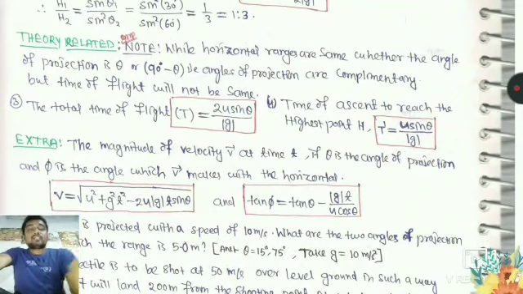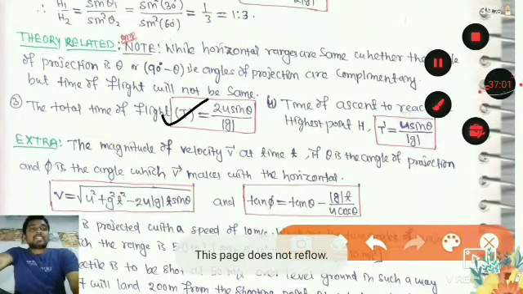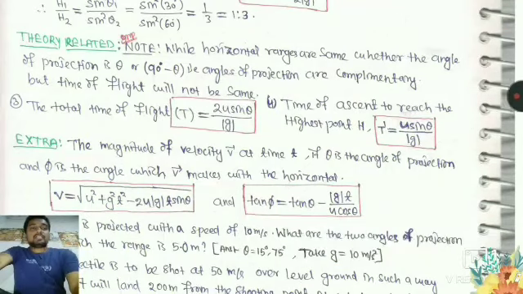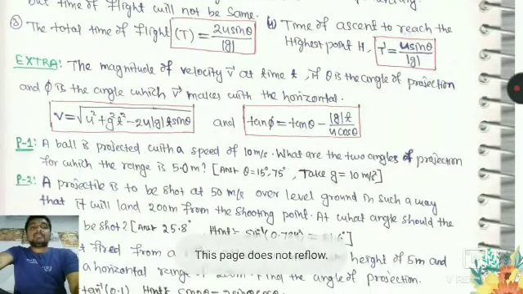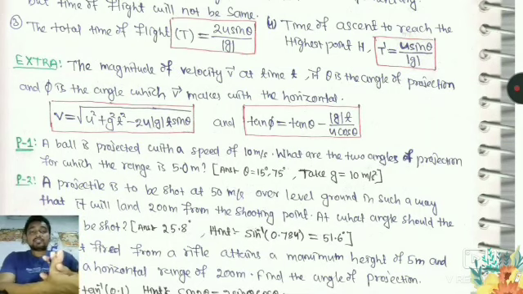Then the two other formulas: the total time of flight, this is, and the time of ascent to reach the highest point is this, u sin theta by g. What is the extra? The extra is the magnitude of velocity at time t. The magnitude of velocity of the projectile at any time t is given by this: u square plus g square t square minus 2 u mod of g t sin theta, and tan phi gives the angle with which the velocity makes with the horizontal. Okay, these are the three problems.